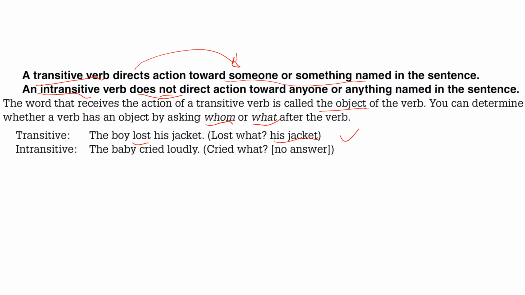Okay. Let's see an example of an intransitive verb. The baby cried loudly. So cried what? I can't answer it. Nothing. Cried whom? Nothing. Then since there is no answer, it is intransitive. Okay. So this is a very beautiful strategy to use to make sure of your answer.